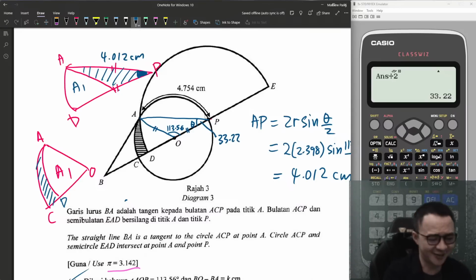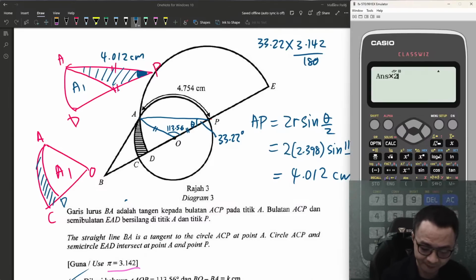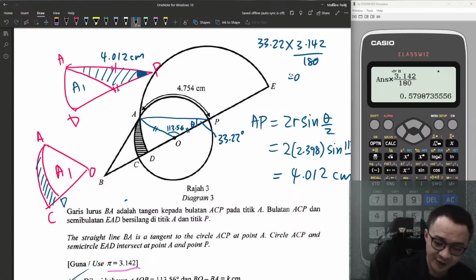But since it is circular motion, nobody uses degrees here. So 33.22 needs to be changed to radian. Multiply by 3.142 divided by 180, isn't it? So this one is 0.5799. Okay, round off, 0.58 radian. Okay, now I have the length and I have the angle, so I should be able to find A1 now.